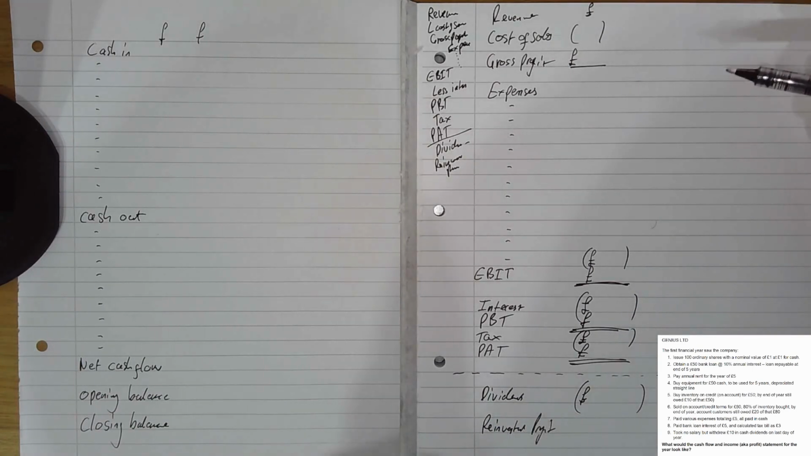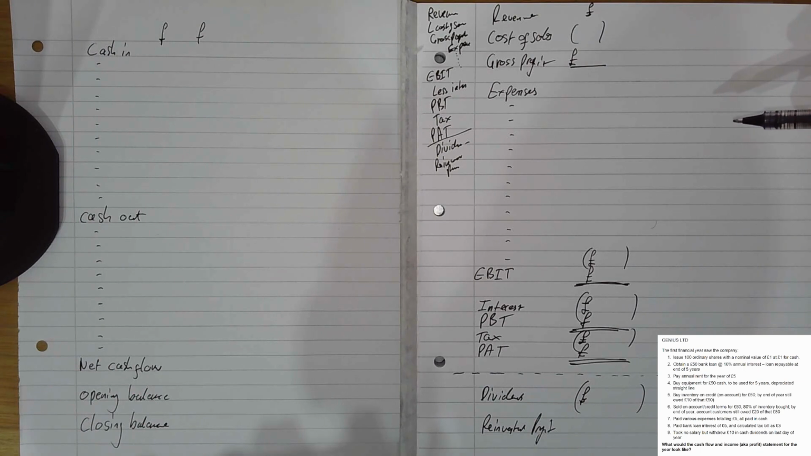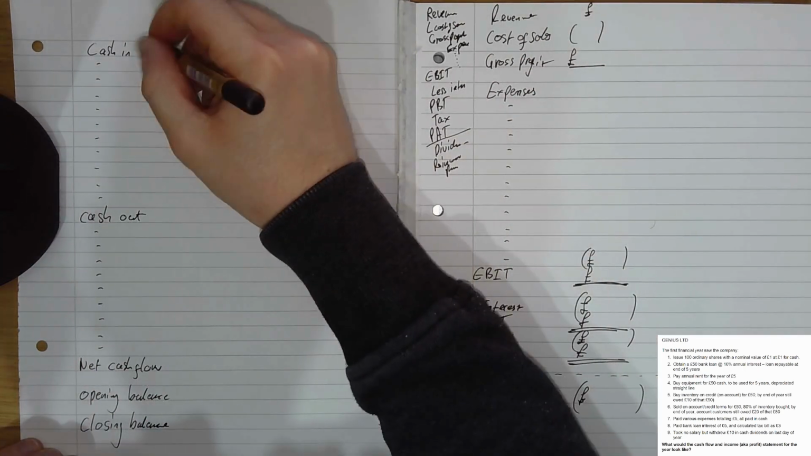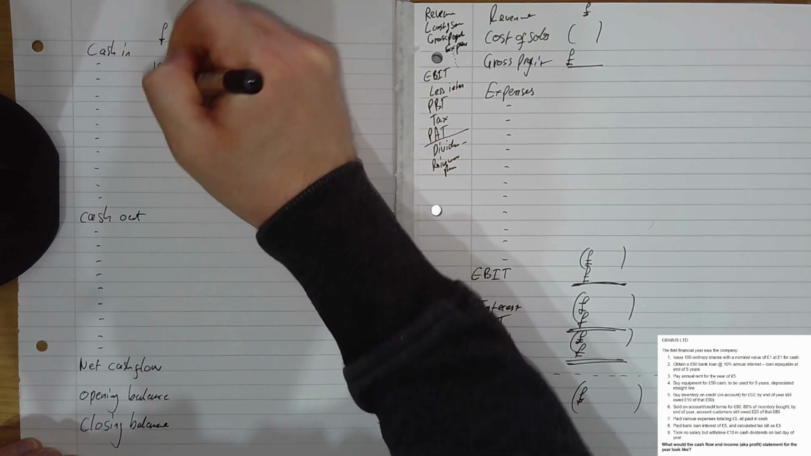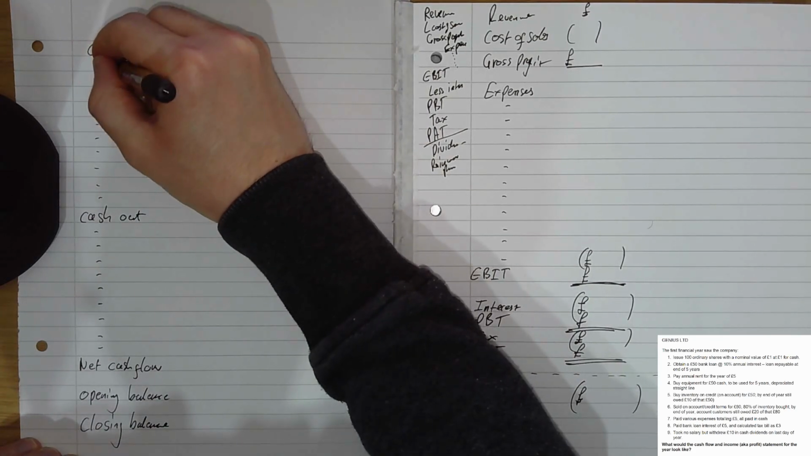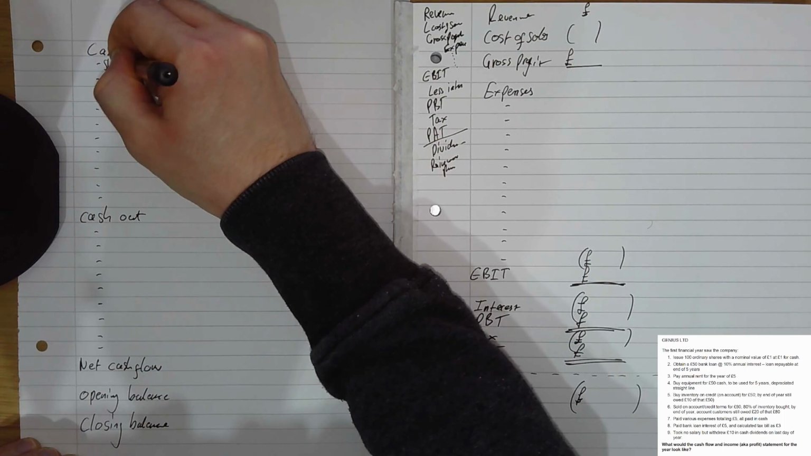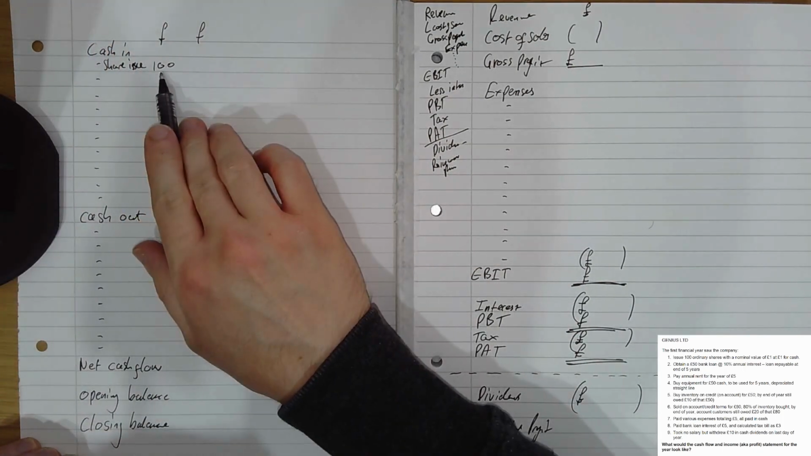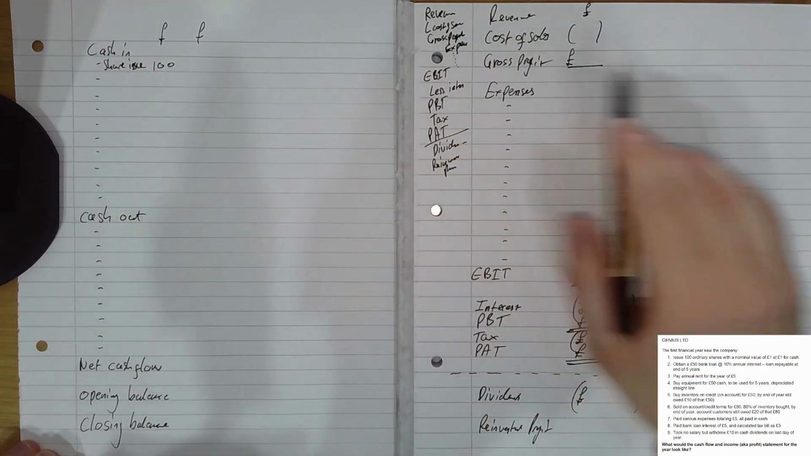So the first financial year saw the company issue, number 1, issue 100 ordinary shares with a nominal value of £1 at £1 for cash. So immediately we've got £100 cash in. So we can write down the £100 over there and we can put share issue. Share issue of £100. All right.